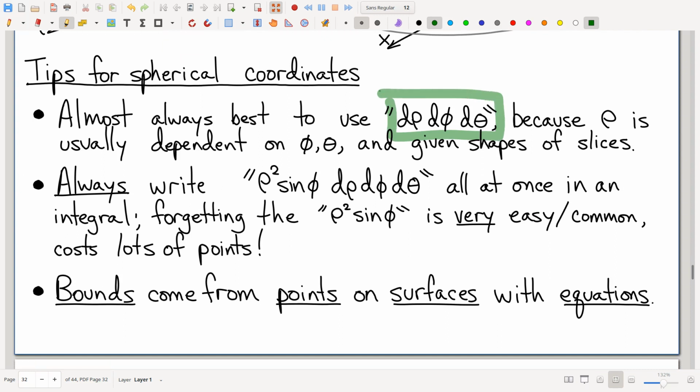Practically all cases. There are cases where it's just as good to go in another order, but there are very few, if any, naturally arising cases where a different order than this is actually better. It's practically unheard of. So just make the plan. Just always go in this order right here: d rho, d phi, d theta. And here's why that's really good.